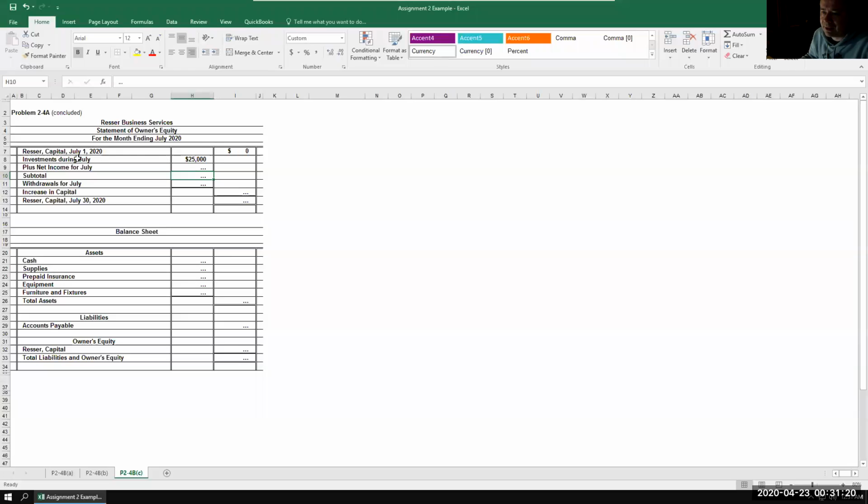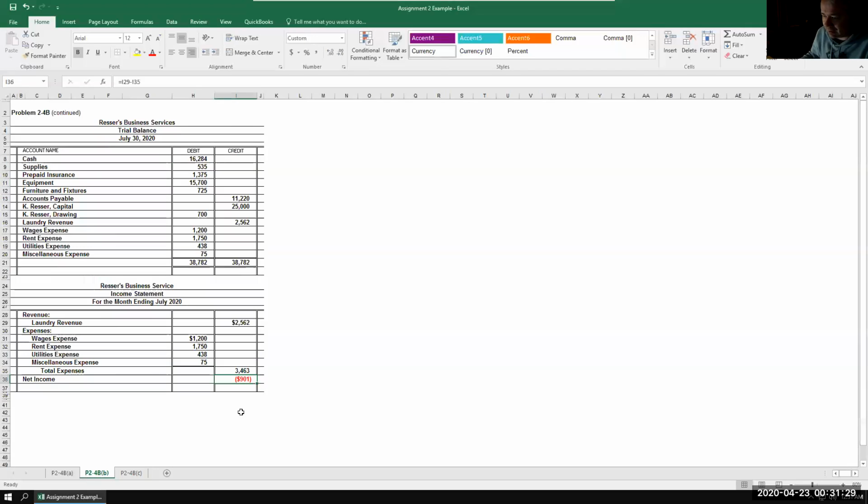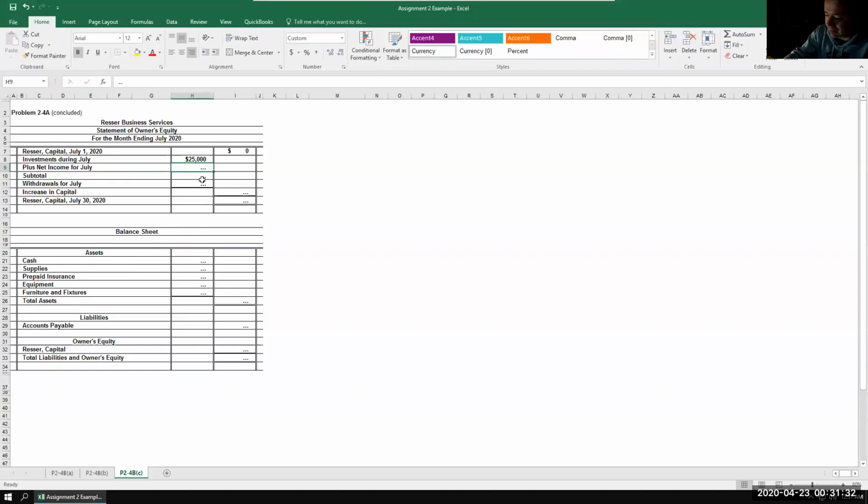Okay, so here is the $25,000 that he invested. Now we have to do plus net income for July. Well, our net income, we recall, was negative 901, so we're not actually going to be adding it, we're going to be subtracting. So we have negative 901. So our subtotal, for our investment plus our net income, is going to end up being 25,000 minus 901. Oops, forgot to put an equal sign. I'll fix that now. So we're at 24,099.